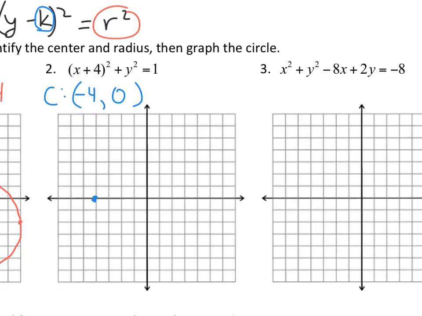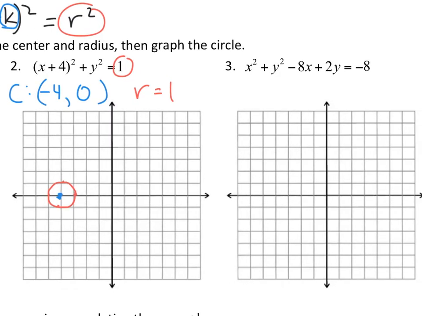There's my center point. And then my radius is the square root of 1, but remember, the square root of 1 is just 1. So what we're going to end up with is this wee little tiny cute circle right here. That's going to be up 1 and over 1 in all directions.